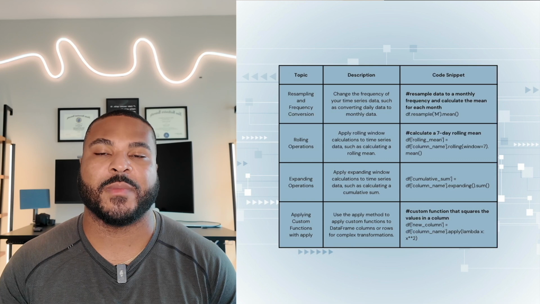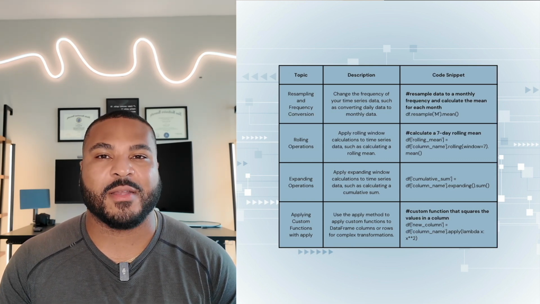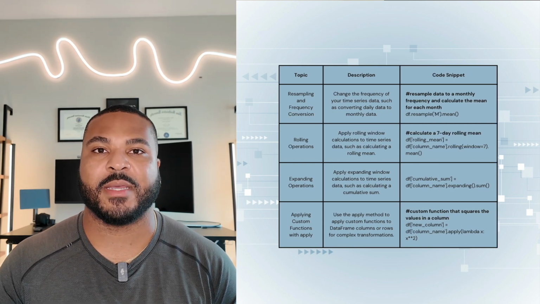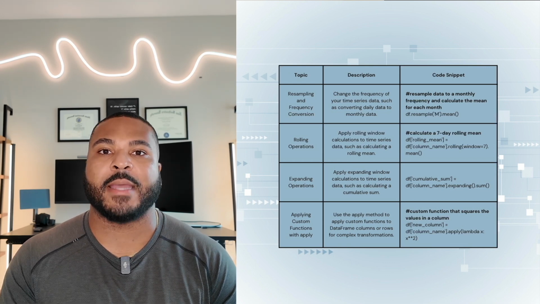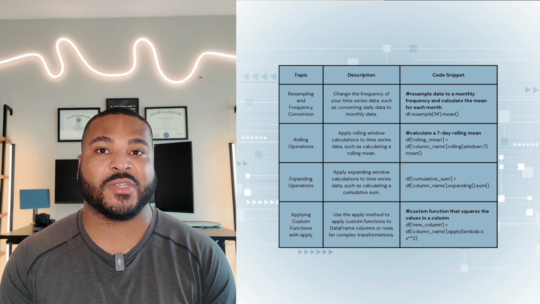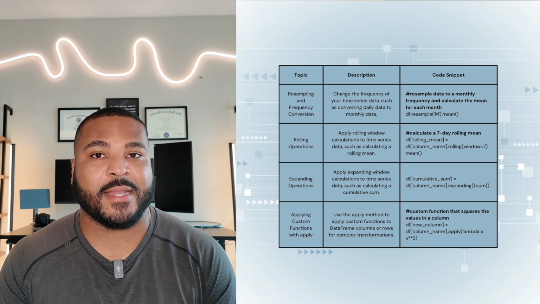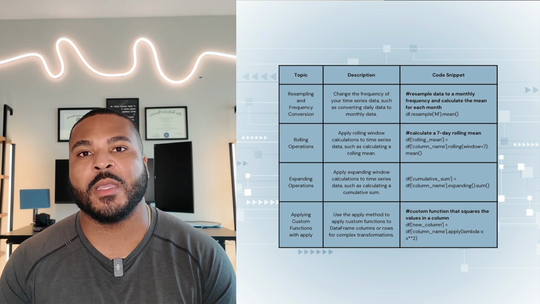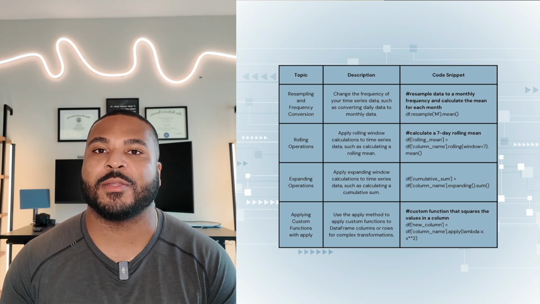The apply method allows you to apply custom functions to DataFrame columns or rows for more complex transformations. This is useful when you need to perform operations that are not covered by built-in Pandas functions. So in this example, a lambda function is used to square the values in the specified column, and the result is stored in a new column called new_column. So by mastering resampling and frequency conversion, rolling and expanding operations, and applying custom functions with apply, you can gain deeper insights and perform more sophisticated analysis on your data sets.